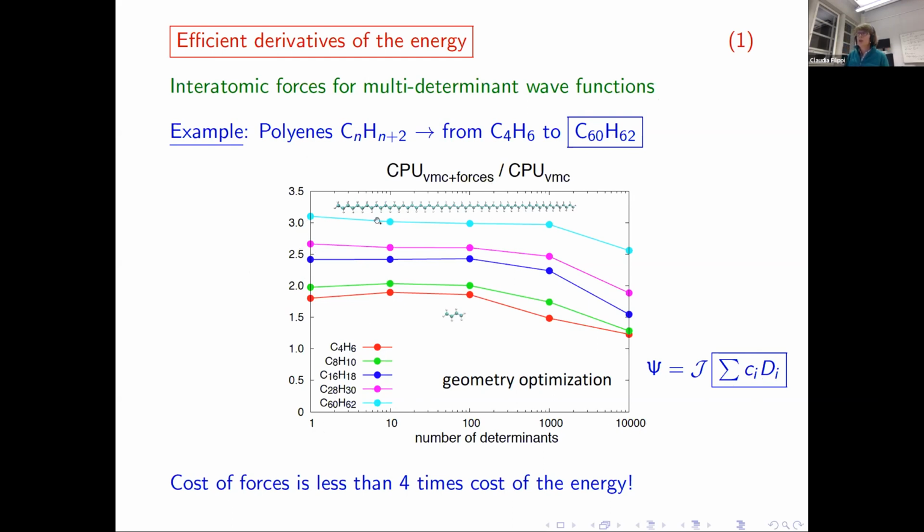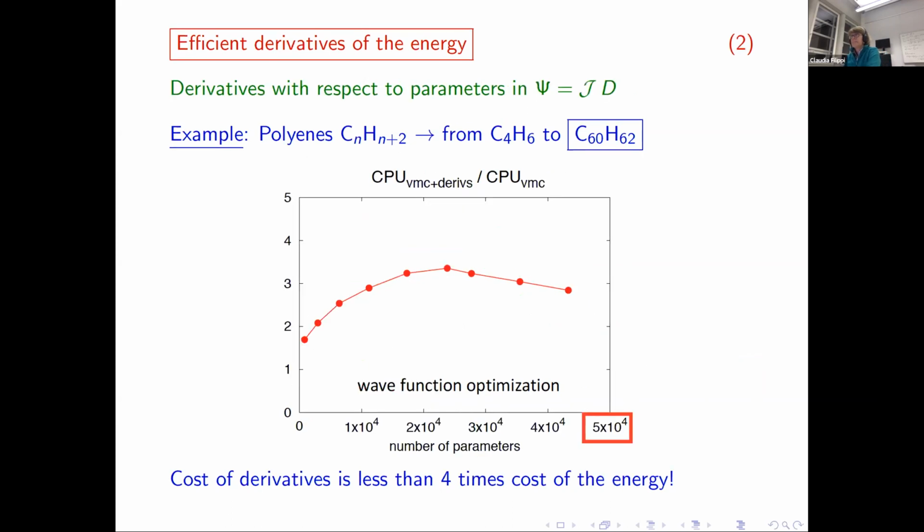And the cost is actually limited, about 3 times, almost 3 times, the cost of computing the energy alone. Okay, so here what I'm showing instead is the same type of system. We're going from butadiene, so C4H6, to something containing 60 carbon atoms, but we are keeping the wave function to be a single determinant for simplicity.